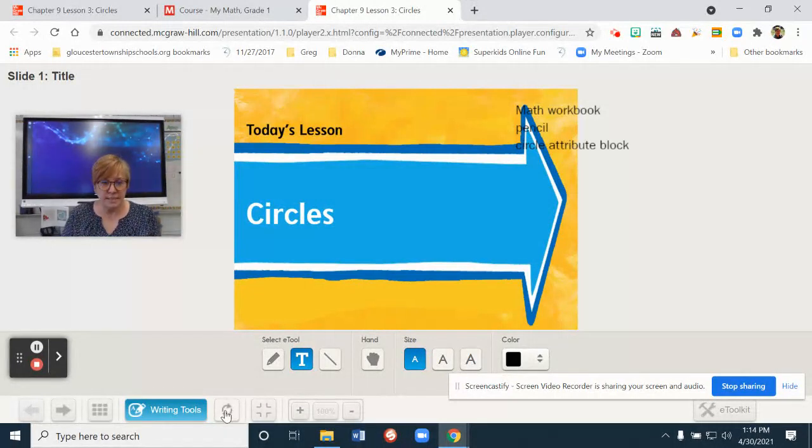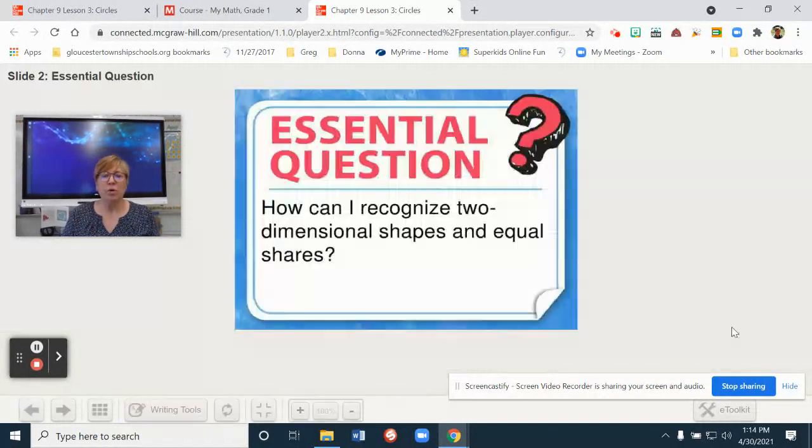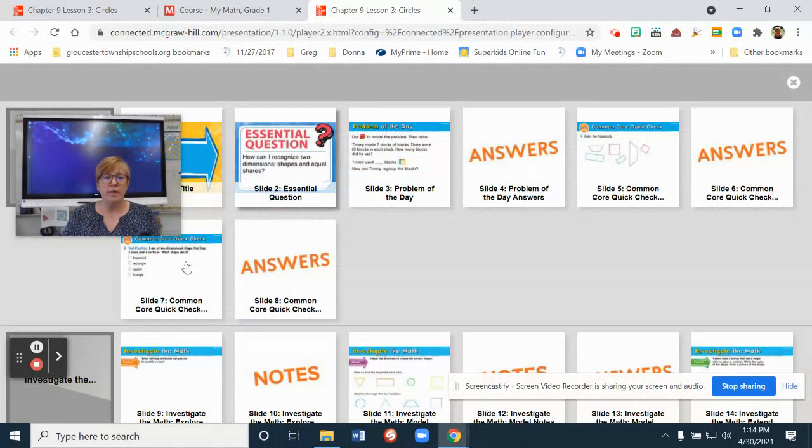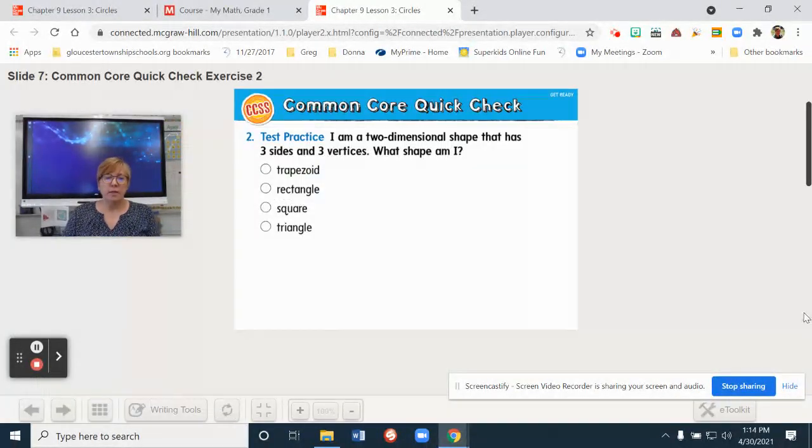Okay, so today's lesson is about circles, and we are working to answer the question, how can I recognize two-dimensional shapes and equal shares? So let's go on with, okay, here is a question.